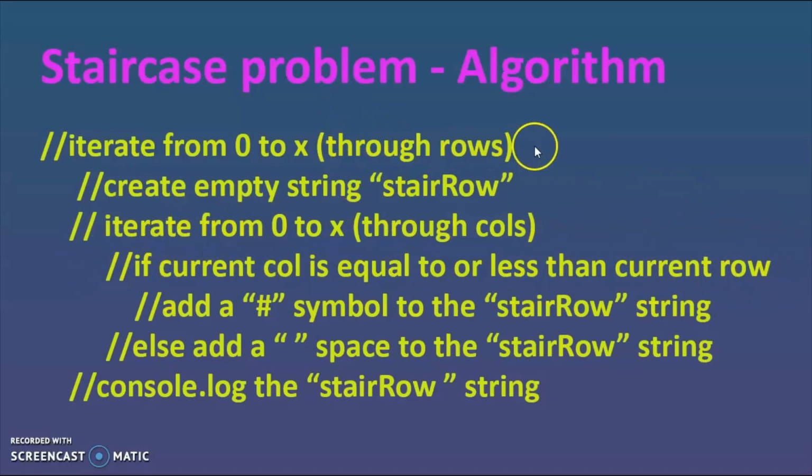We go through all the rows, we go through all the columns, and this if statement checks if the current iteration is equal to or less than the current row iteration. So if it is, then we need to add a hash symbol to the stair row variable. Otherwise, we need to add an empty space to the stair row variable. And then the way that we create the staircase is by using the console log statement in the correct loop. That's very important. So in the first loop. So that is basically how we solve this problem, guys. So let's go right ahead and start coding this.